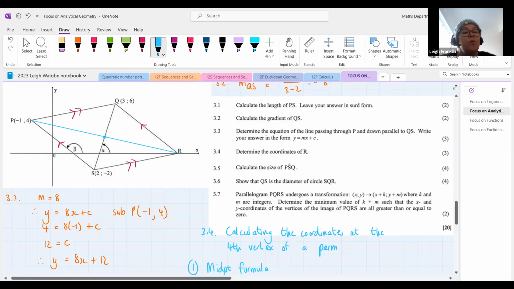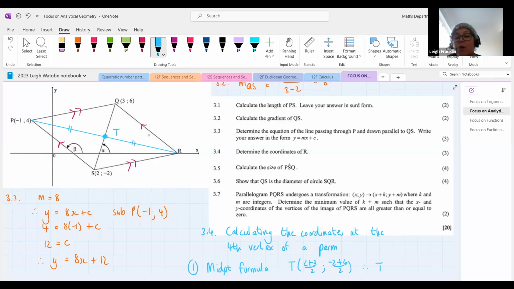Okay, so this point over here, I know that it's neither labeled nor given. Let's give it a letter. Let's call it T. Okay, so T would be the midpoint of PR. Okay, and T is also the midpoint of SQ. Right? So what I could do is calculate the coordinates at T using the coordinates at S and Q. So I would say 2 plus 3 over 2, and then I'd say minus 2 plus 6 over 2.